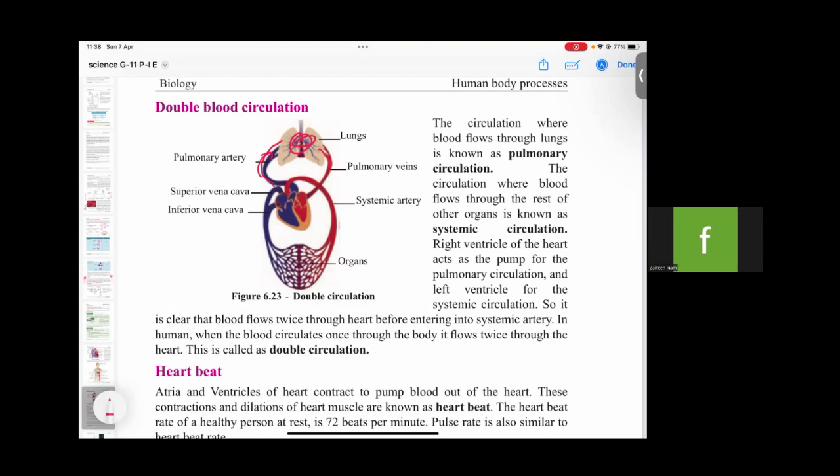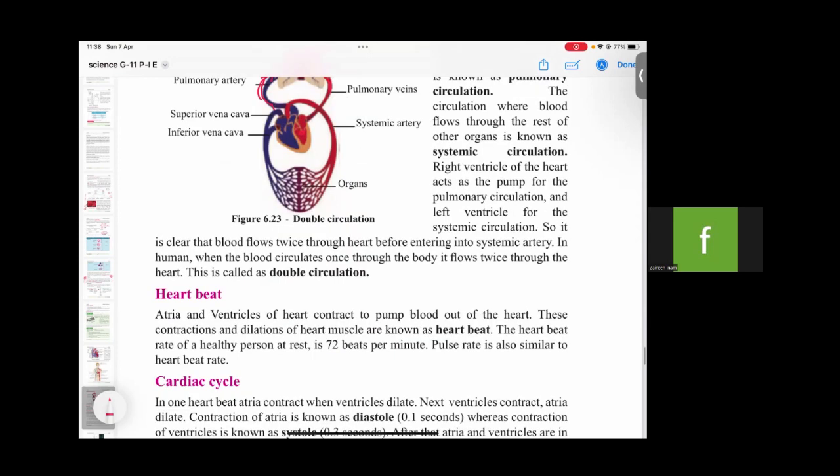What is systemic circulation? The blood in the left ventricle is pumped out through the aorta and goes to all the systems in our body except the lungs, and the deoxygenated blood is again brought into the right atrium through the superior vena cava and inferior vena cava. This is called systemic circulation. So we have two circulations, pulmonary and systemic, which we call double blood circulation. The special thing is that in one circulation, the blood goes through the heart twice.